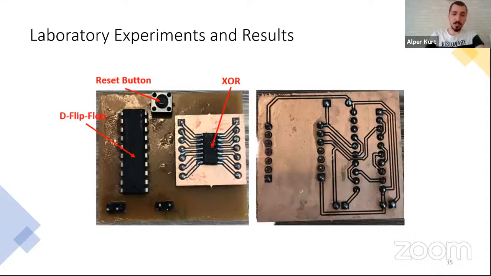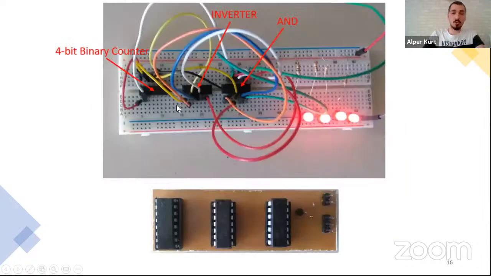After I wrote this paper, I did some experiments in the lab, and I manufactured some of the designs. But I used different ICs because I decided to use higher frequencies. It was 100 kHz in the paper, but I used 4 megahertz in the lab. So I needed much smaller rising and falling times for the ICs. So I used different ICs, but the idea is the same. There is a D-type flip-flop IC, there is an XOR gate, and there is a reset button. And I also constructed the protection circuit on the breadboard, and I manufactured this all zero condition protection circuit.